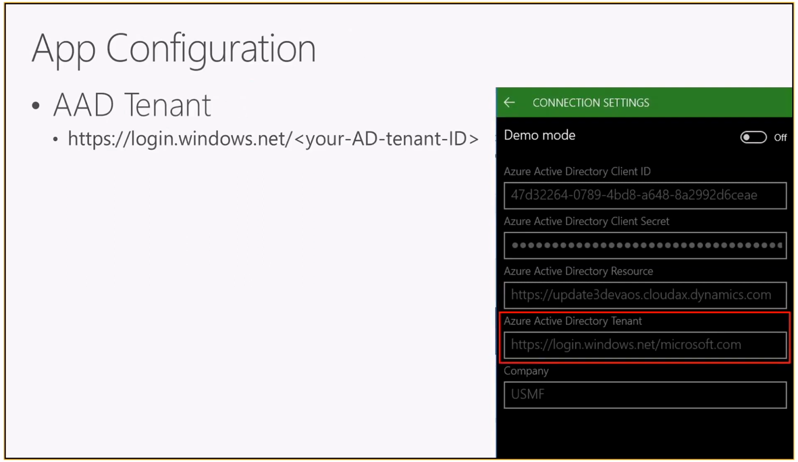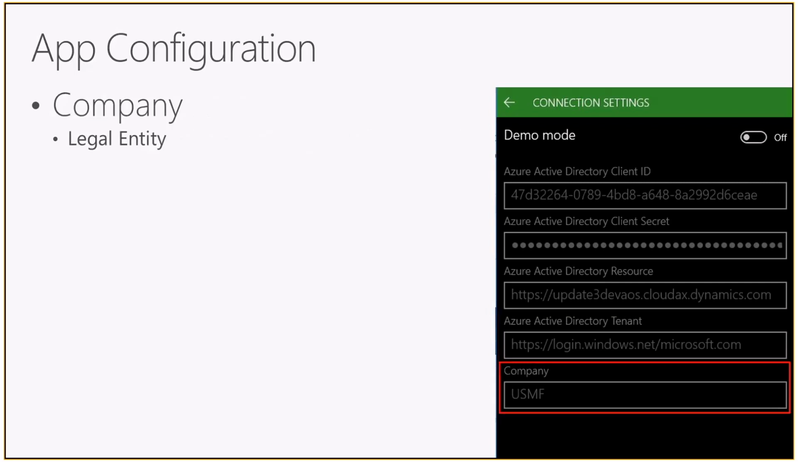This is your Azure Active Directory tenant, and it's essentially the login URL, which just means that you append your Active Directory tenant ID to the standard login.windows.net URL. The tenant ID is typically the root URL of your domain. Finally, it's obviously just the legal entity you want this user device to be associated with. To change to a different legal entity will require a different set of connection settings. You can't switch between legal entities without re-logging on and changing these values.